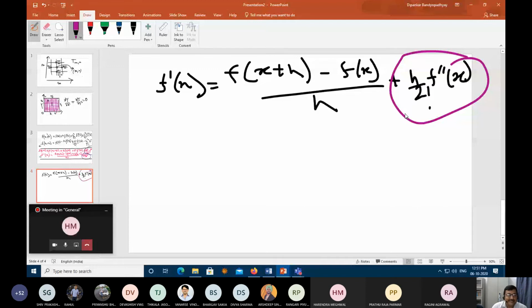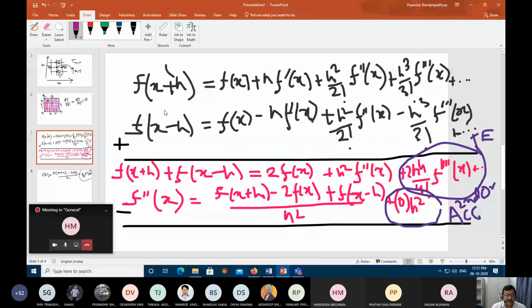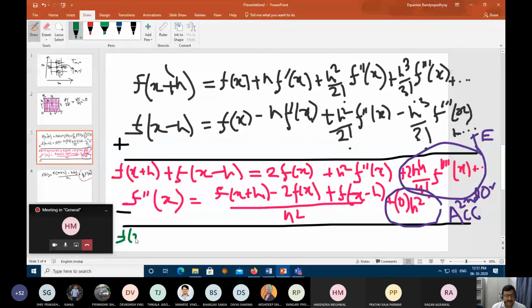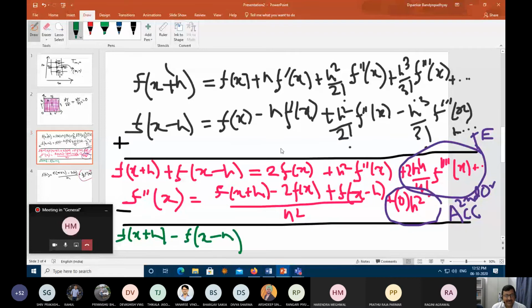Okay. Now how do I get the second order accurate f dot x? You see here, I was doing addition. Now let us do a subtraction. I just subtract it. What will happen? I will get f(x plus h) minus f(x minus h). So what happens? f(x) is gone now. I have equal to 2h into f dot x. Am I correct?